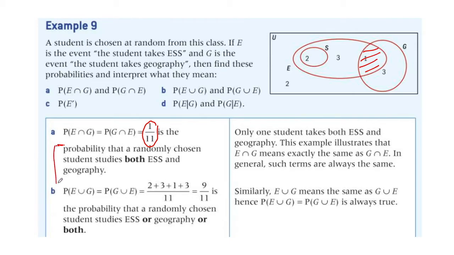If you don't understand my explanation, read this explanation as well and pause the video. This one here is what's the probability of E union G. So this is everything in E and everything in G. So you need to count them all together. 2, 3, 1, 3. There's going to be 9 options out of 11. Again, straightforward, more information if you want to pause the video.